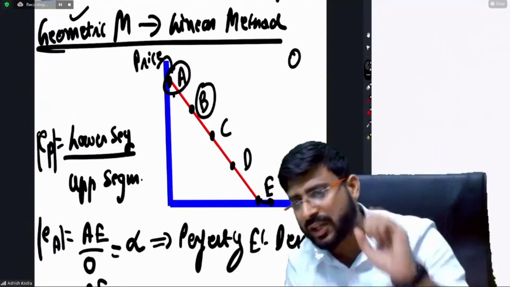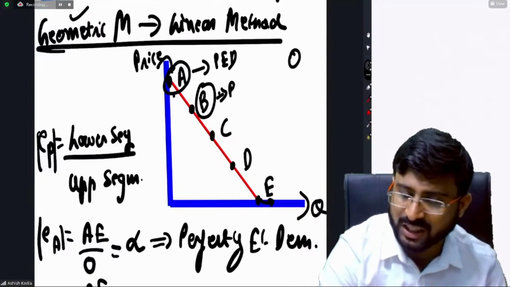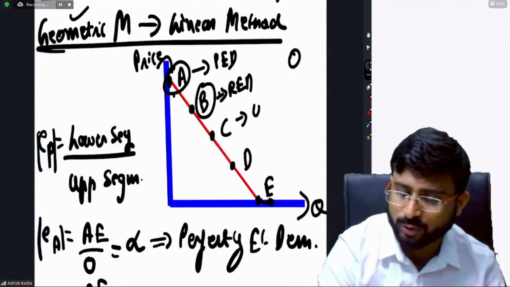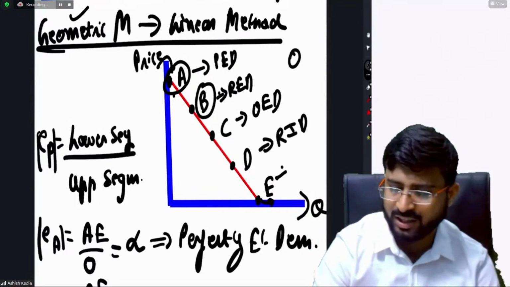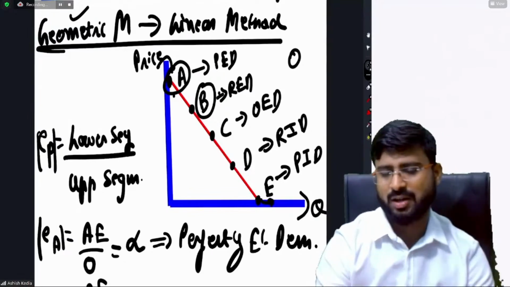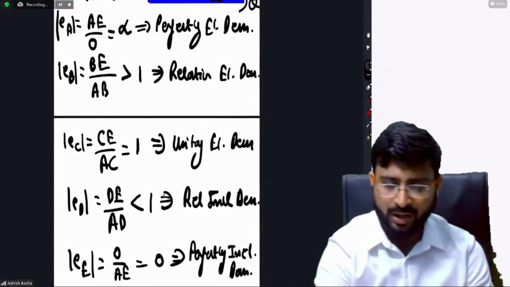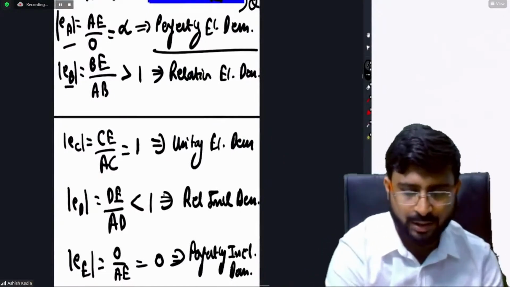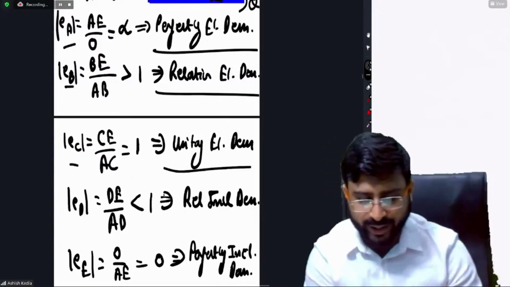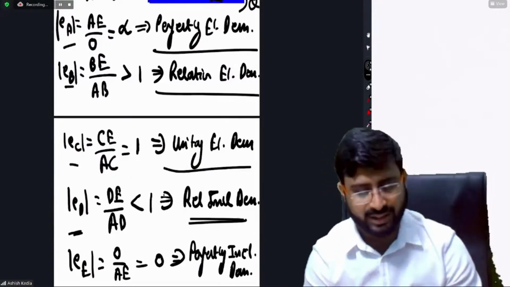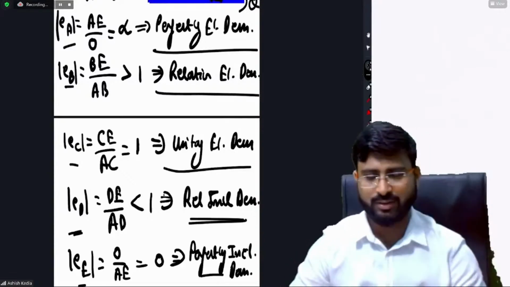So the same 5 types of elasticity. A represents perfectly elastic demand. B represents relatively elastic demand. C represents unitary elastic demand. D represents relatively inelastic demand. E represents perfectly inelastic demand. This is what I have showcased here. A is perfectly elastic, B is relatively elastic, C is unitary elastic as it is at the midpoint, D is relatively inelastic, and E is perfectly inelastic. I hope it's crystal clear, everyone.